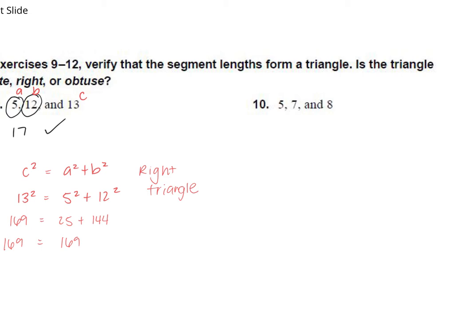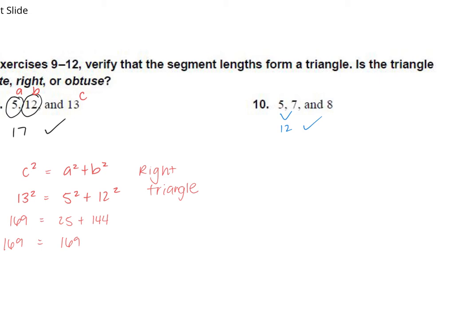Yes, why? Exactly. The two smallest numbers, which are 5 and 7, if you added those together, you would get 12. Is that bigger than 8? Yep. Now let's go ahead and figure out if it's going to be acute, obtuse, or right.